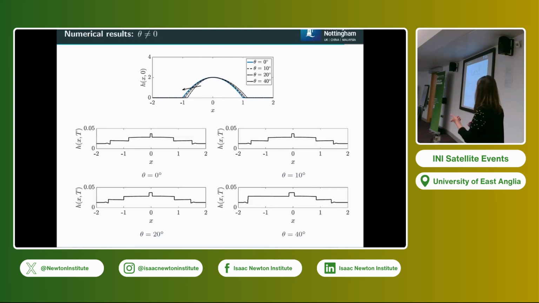Essentially the key result here is that as you increase the inclination angle, you see longer terraces in the advancing part. Eventually, for the largest inclination angle, you see these much longer terraces formed at the advancing part of the droplet compared to the receding part.